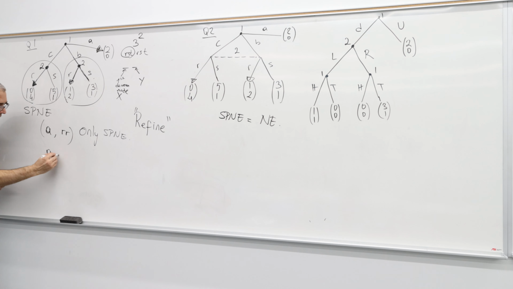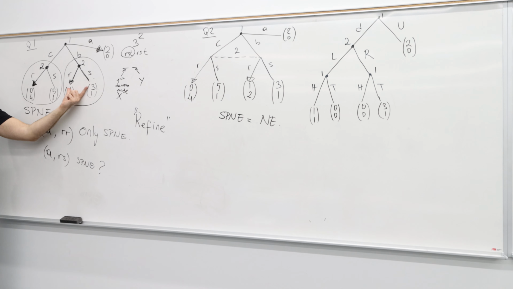Is this ARS? Is this SPNE? No. Because this strategy says the player is going to play R here and S here, but here playing S is not optimal. So you're going to say, look, player 1 is going to finish the game. It shouldn't matter for him whether he plays R or S. So why not? It is not. Why is it not an SPNE?